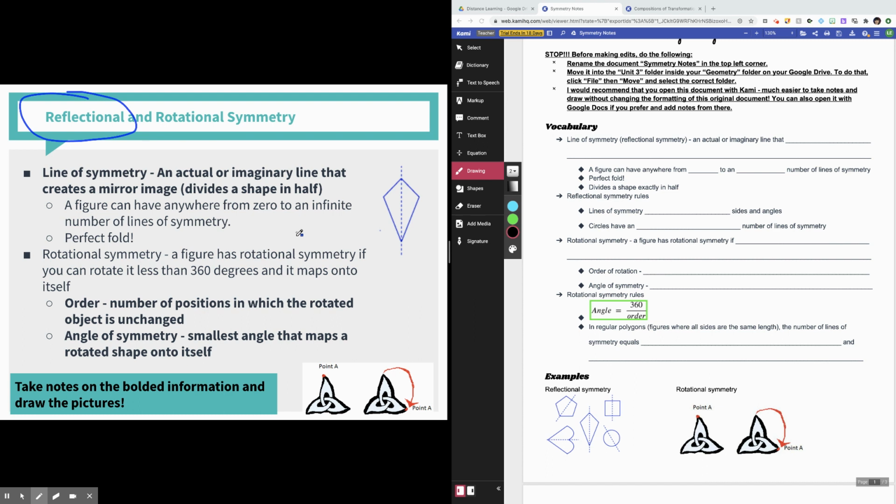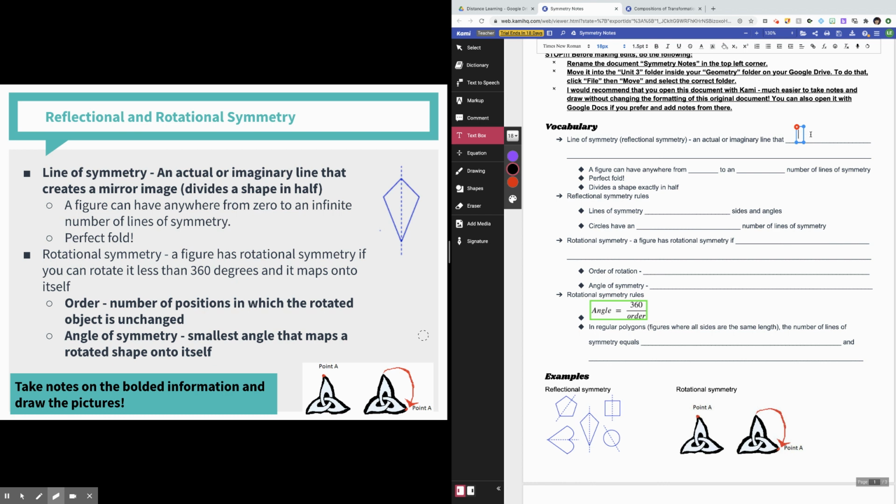But that is not the only type of symmetry. There's also rotational symmetry, which I'm going to talk about in this video. But let's first review reflectional symmetry, since hopefully you have seen this before.